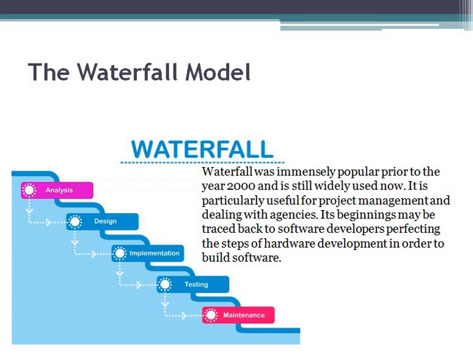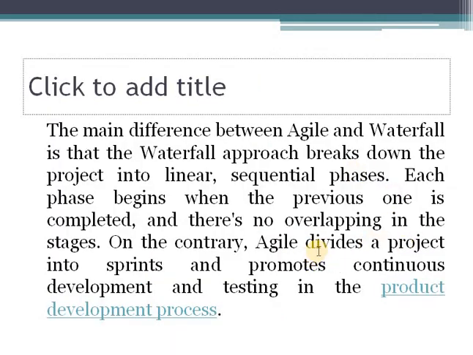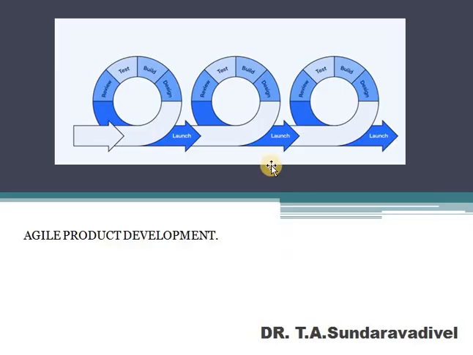Whereas in Agile methodology, what happens? Agile divides a project into sprints and promotes continuous development and testing in the product development process. So these are the two major things in the product development.